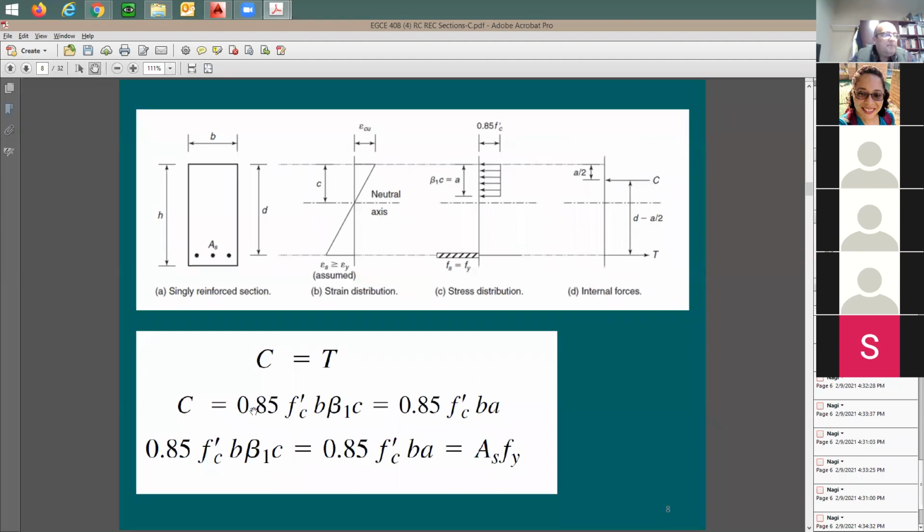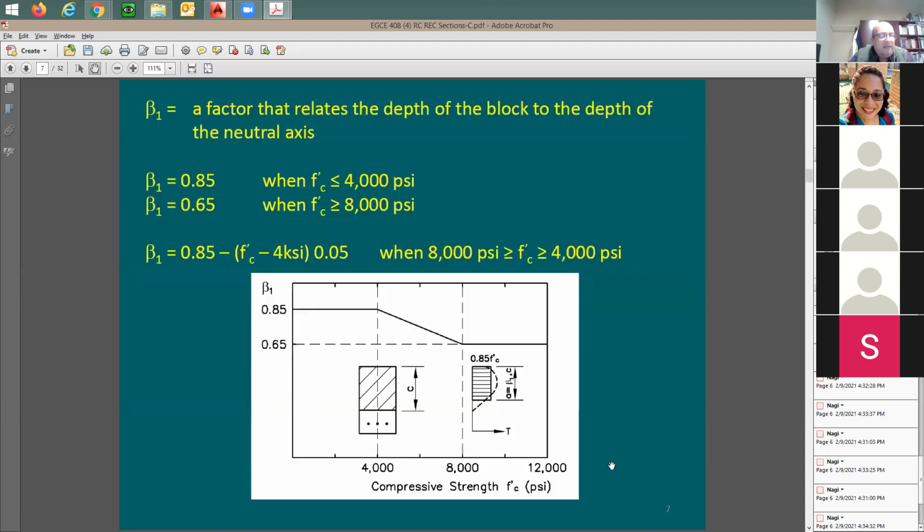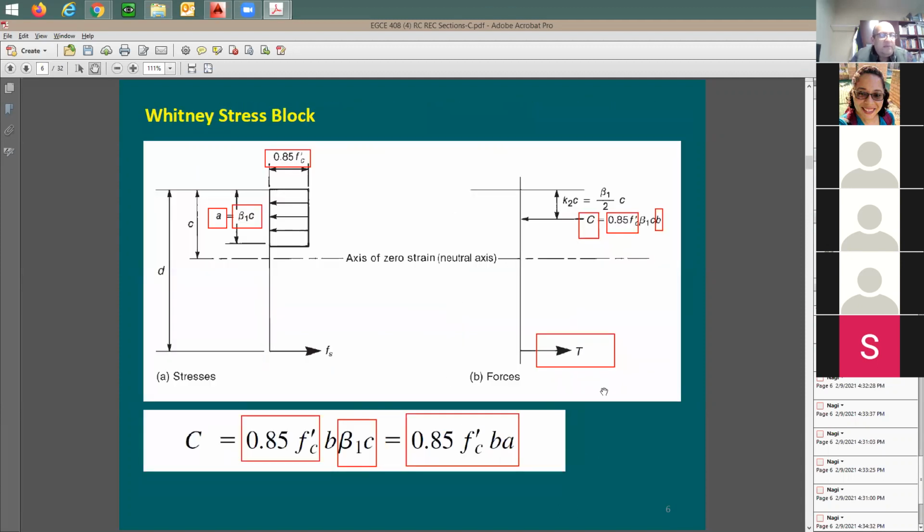Which means 0.85 F prime C times B times A, like what I have here in this equation, is gonna be equal to AS times FS, the stress in the steel. So, okay, now this makes sense. Now I have an idea about where I'm heading to. Let me go back again to this slide.